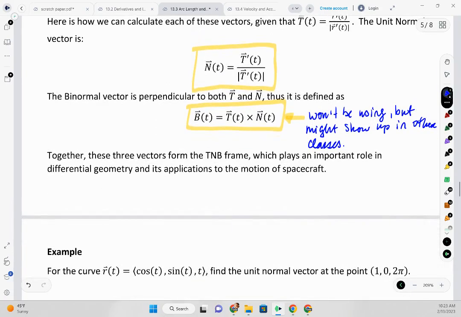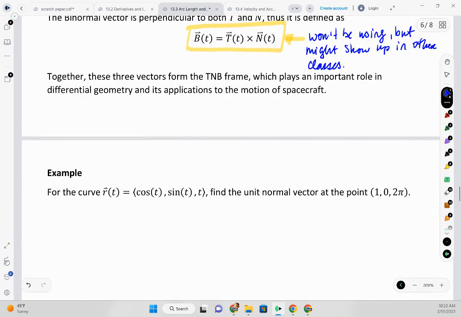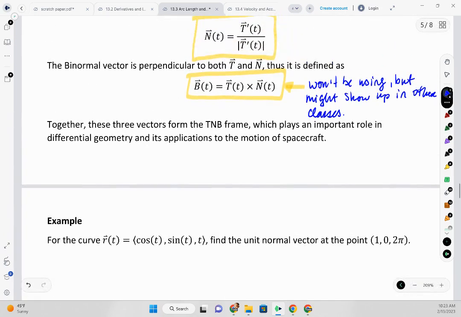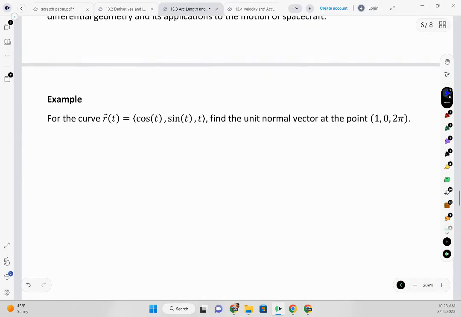Okay. Now we put them all together and they form what's called the TNB frame. And this is typically seen, if you're studying mathematics, more in differential geometry. And if you're studying more physics and engineering, you're going to see this applied to the motion of spacecraft. But like I said before, we're not really going to be looking at the binormal. It's just like a serious exercise in lots and lots of calculations. We're going to focus more on just the unit tangent vector and the unit normal vector.